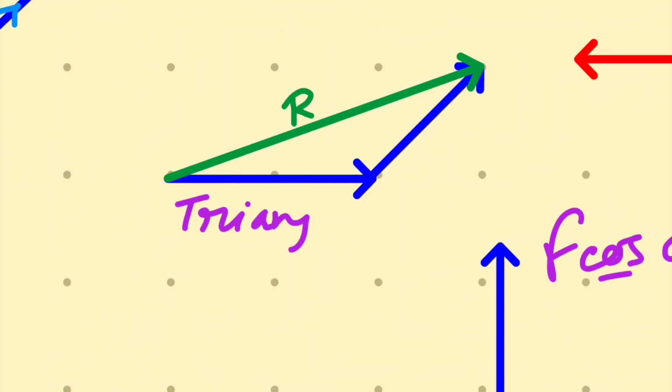Now, I can set these lines like this, and then I can draw the resultant. In this case, if I draw a resultant, it will be something like this, which is very similar to what I have drawn here.